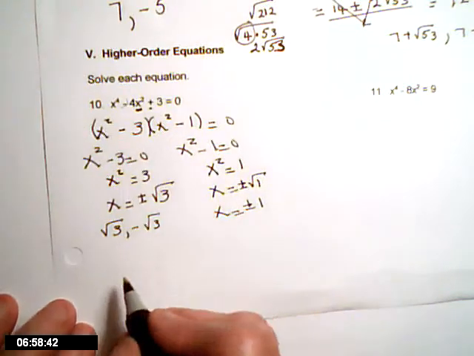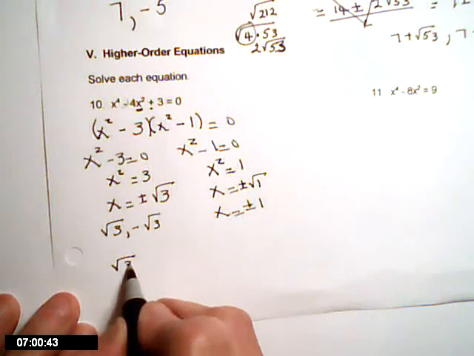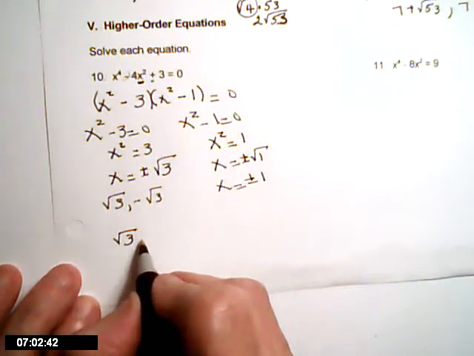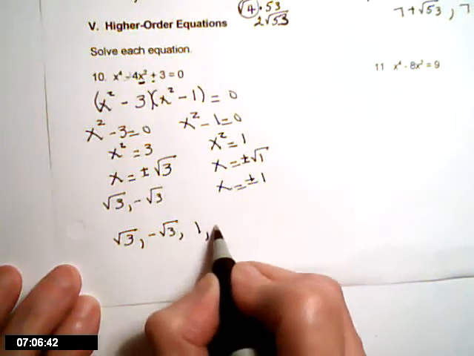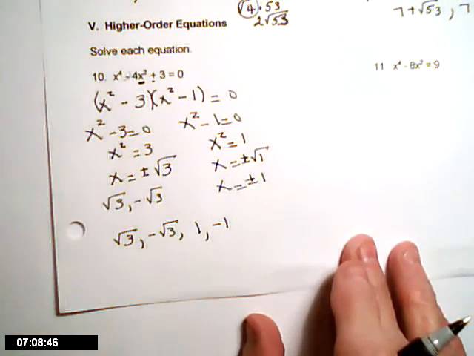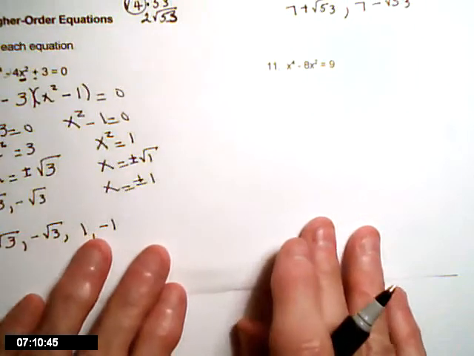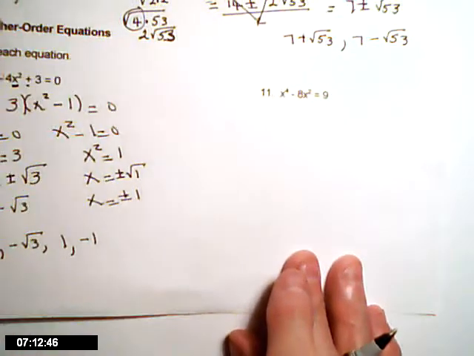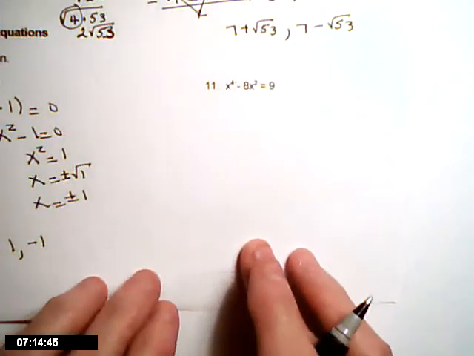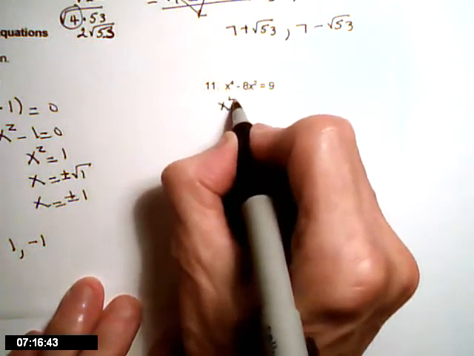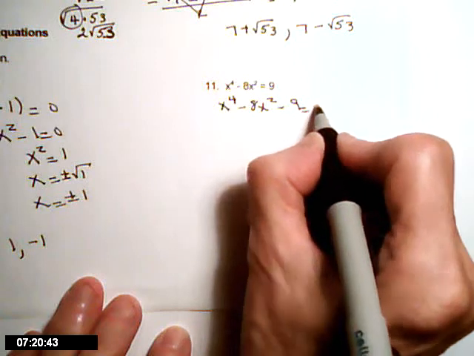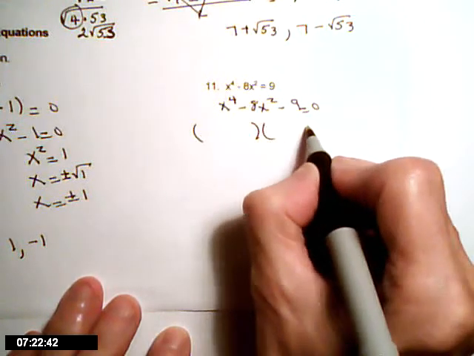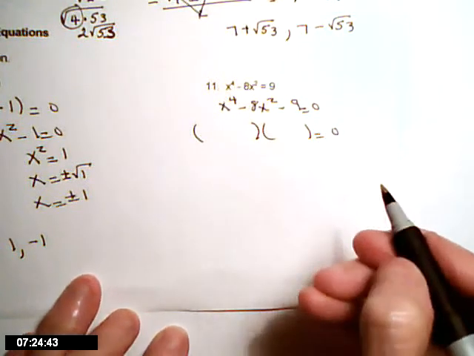Now, remember, I need to write my answers for my math lab. So that's square root of 3, negative square root of 3, positive 1, and negative 1. There are my 4 answers. Okay, in our last example, I have x to the 4th minus 8x squared equals 9. First, we're going to set that equal to 0. Then I'm going to treat this trinomial again as usual.